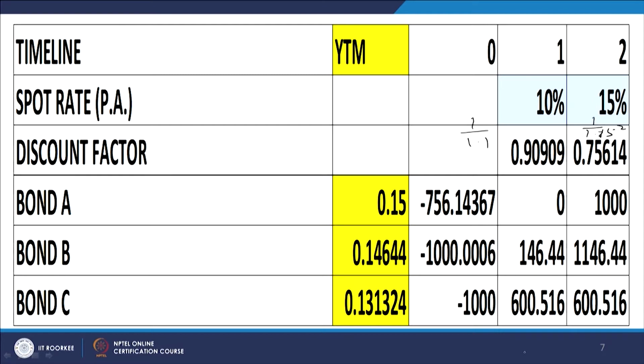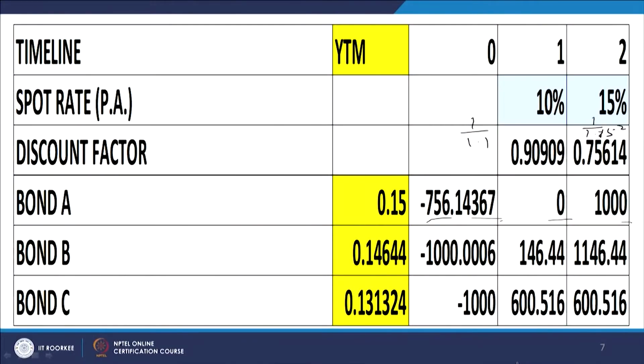So, bond A gives you a cash flow of 0 at the end of the first year, but it gives you a cash flow of 1000 at the end of the second year. It is redeemed at face value. So, its current market price is obtained by discounting these 2 cash flows using these discount factors, and the YTM works out to 15%, which is interestingly the 2 year spot rate, because the entire cash flow, now this is what we mean by a 0 coupon bond. There is no cash flow in the first year, the entire cash flow is taking place at the end of the second year. It is redeemed at face value, it is quoting at a discount.